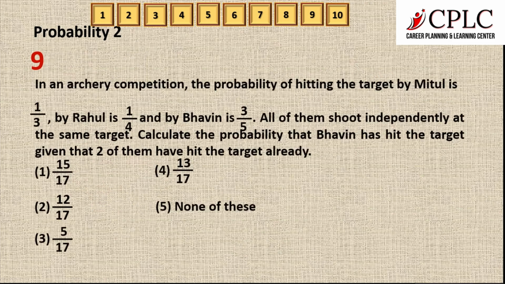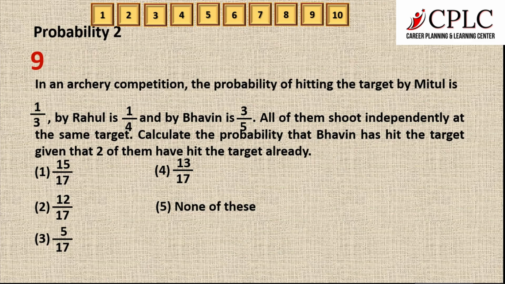Ninth one, in an archery competition, the probability of hitting the target by Mitul is 1 by 3, so Mitul will miss 2 by 3. By Rahul, 1 by 4, so Rahul will miss 3 by 4. By Bhavin, 3 by 5, so Bhavin will miss 2 by 5.